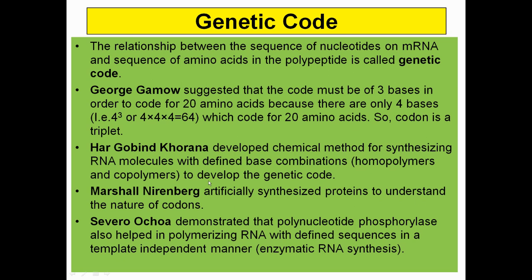The next breakthrough came from Har Gobind Khorana. He was a pioneer of the artificial synthesis of DNA and RNA in the laboratory. He developed chemical methods for synthesizing RNA molecules with defined base sequences and developed the genetic code for the same. Marshall Nirenberg artificially synthesized protein to understand the nature of codons, because it is very important to synthesize protein in an in vitro medium to learn how the information is transmitted. And Severo Ochoa demonstrated that polynucleotide phosphorylase could polymerize RNA with defined sequence in a template-independent manner, that is, enzymatic RNA synthesis. He showed how RNA synthesis is completed with the help of enzymatic activity.